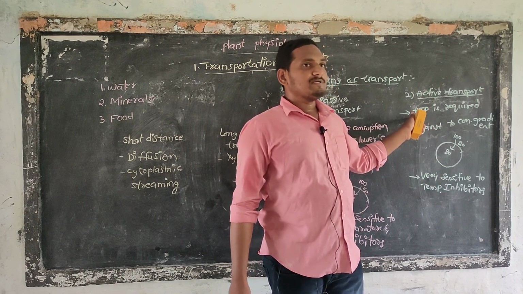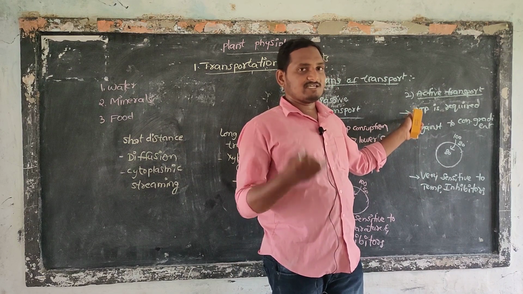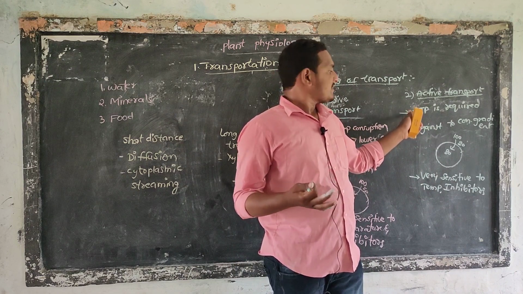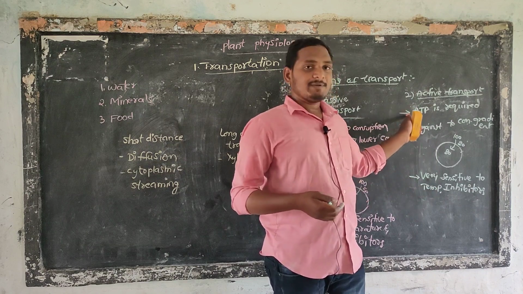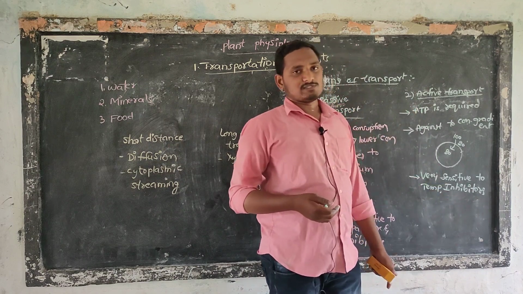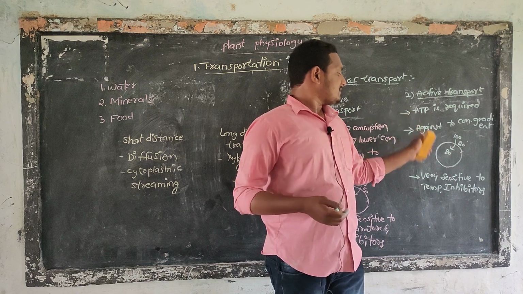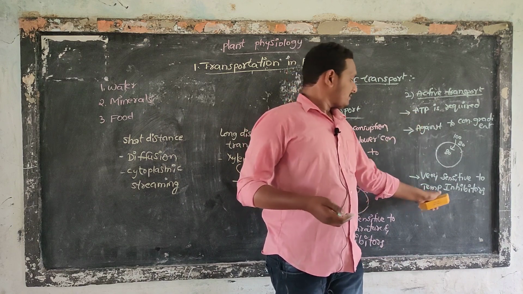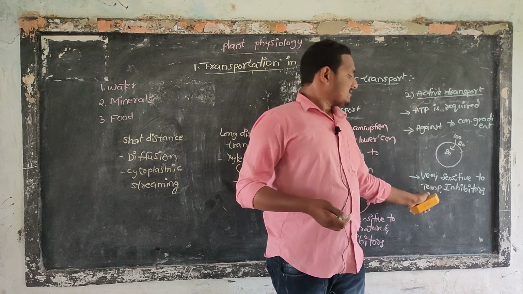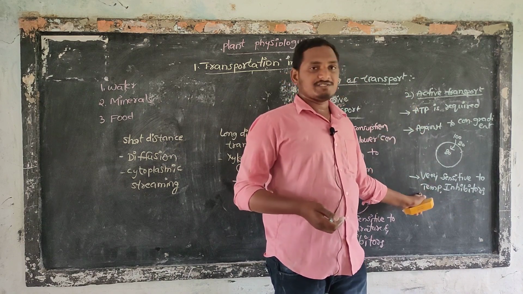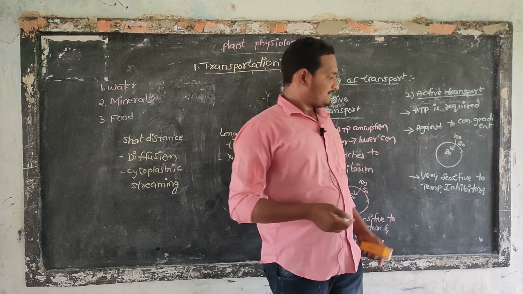ATP is required in many molecules like enzymes, proteins, vitamins. This ATP is denatured by heavy temperature. This ATP is denatured by inhibitors also. That's why ATP is damaged by temperature and inhibitors. That's why this active transport system does not work at heavy temperature and with inhibitors.